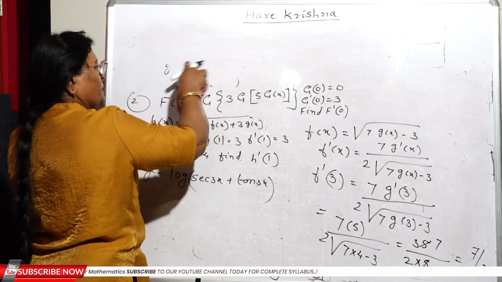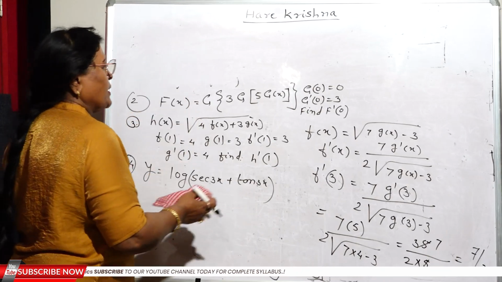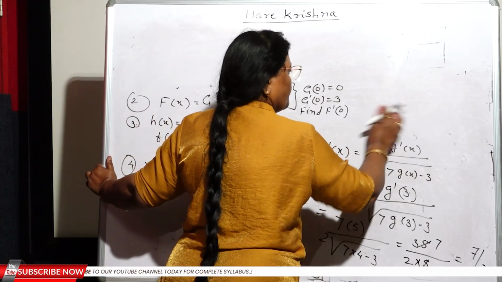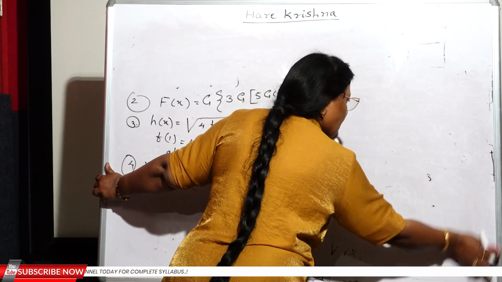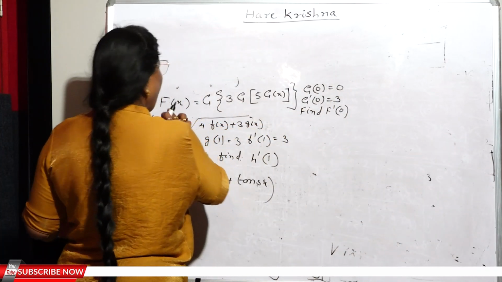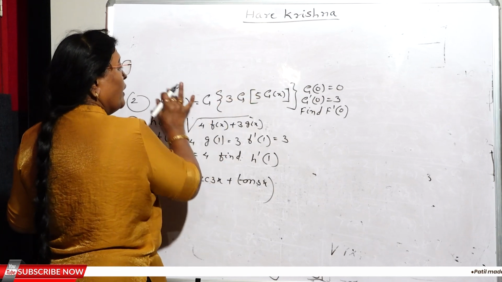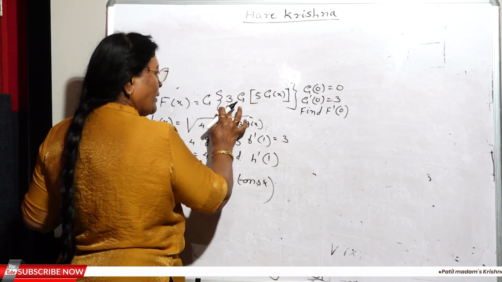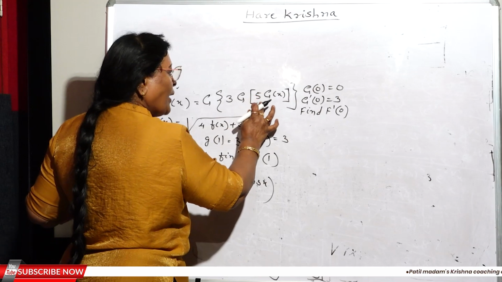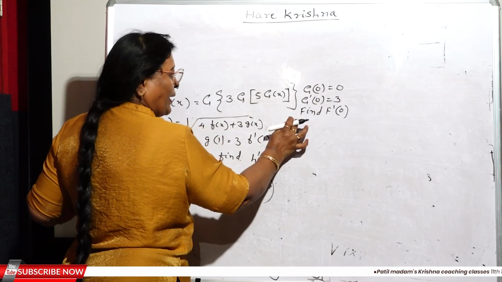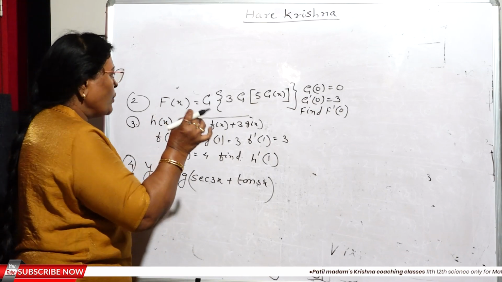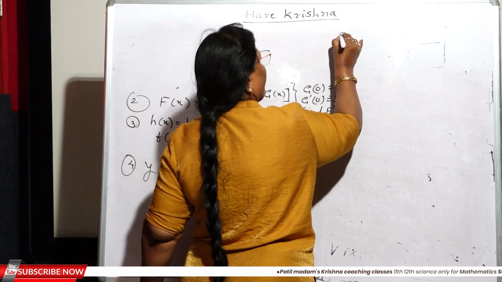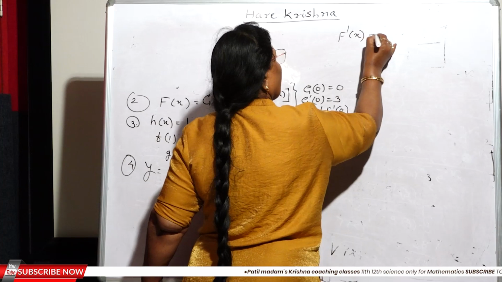Now see the second one. See here the second one. This is also a little bit complicated. F of x is, they have given as g of, in bracket 3 g of 5 g of x, bracket closed, isn't it? Again you have to find out the derivative slowly here, that is f dash x. See, f dash x, right?